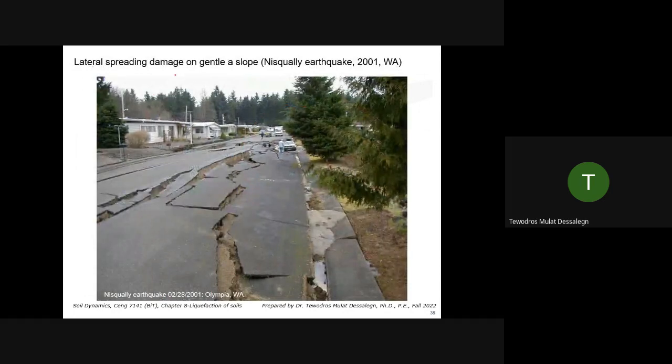Lateral spreading damage on gentle slope. Nisqually earthquake 2001, Washington. This is in the US. So this is the entire road laterally spreading because the ground underneath is liquefied.